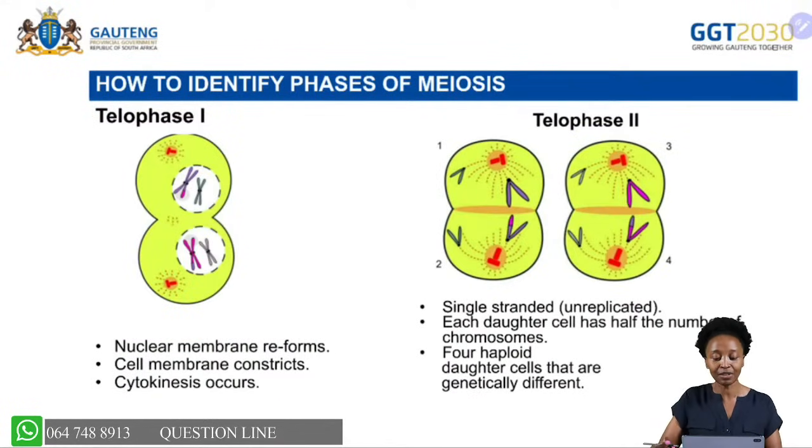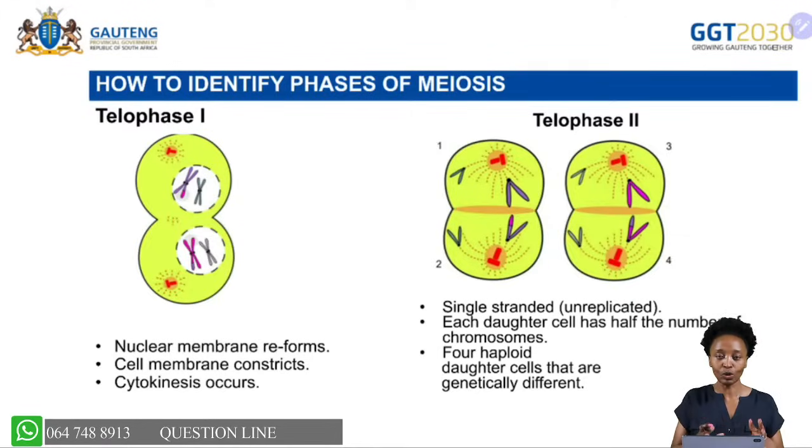And then the last phase is telophase. With telophase, that's when the nuclear membrane reforms. Remember we said at the beginning, the nuclear membrane disintegrates or it disappears.